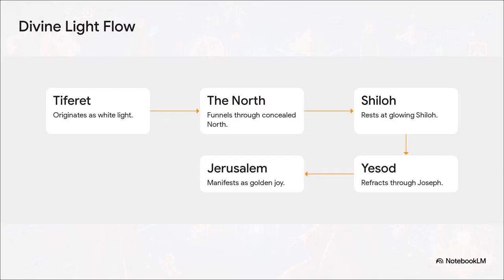To lock this all in, let's follow the divine light one last time. Step 1. It originates in Tiferet as pure, hidden white light. Step 2. It funnels safely through the rigorous concealed north to structure its power. Step 3. It finds a quiet resting point at Shiloh. Step 4. It hits the central processing engine of Joseph, Yesod, where it gets refracted. And step 5, it finally outputs and manifests as golden universal joy in the world display of Jerusalem.